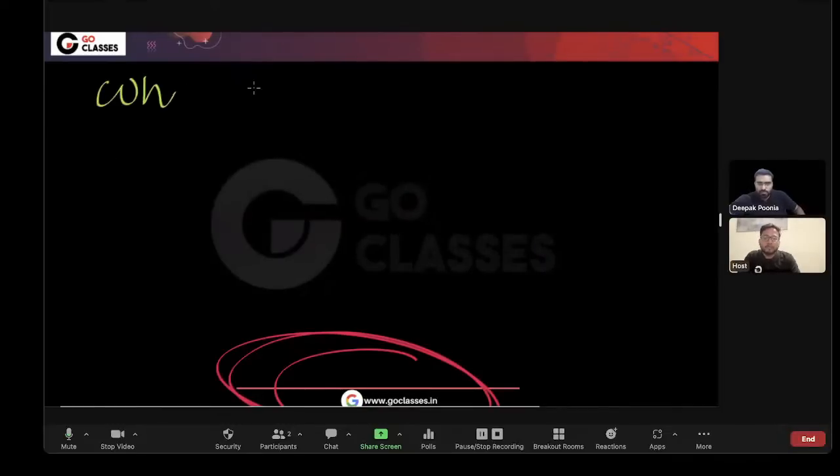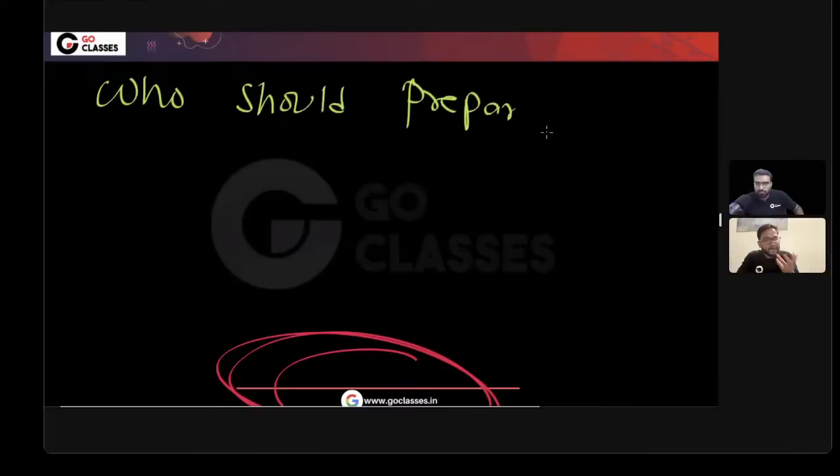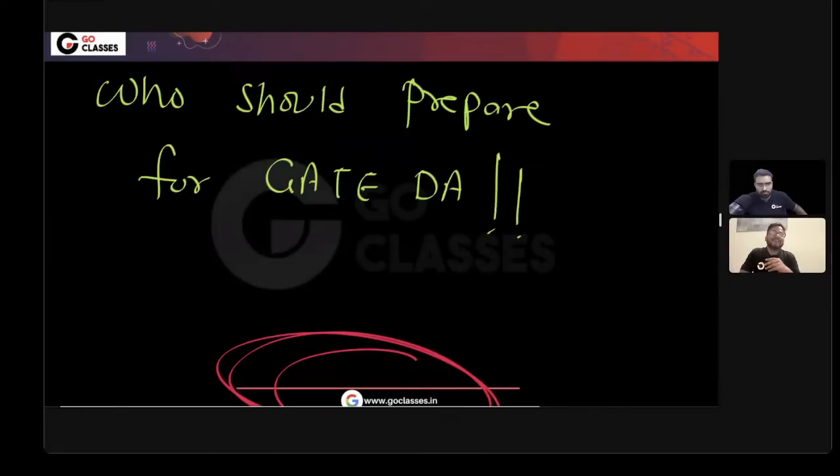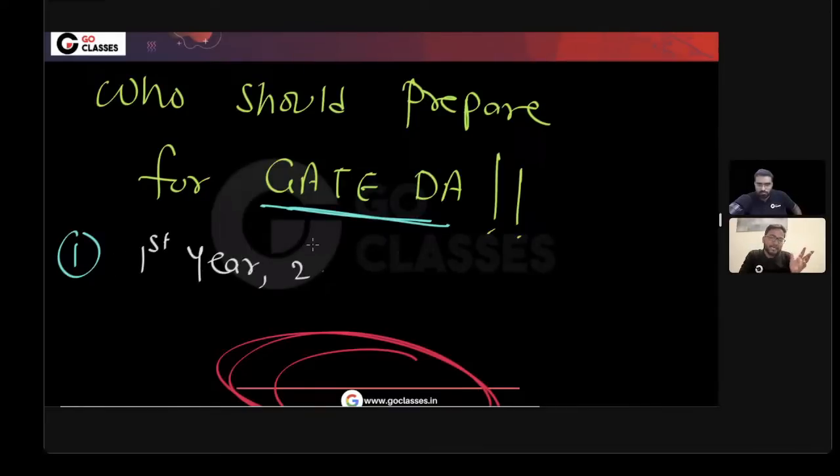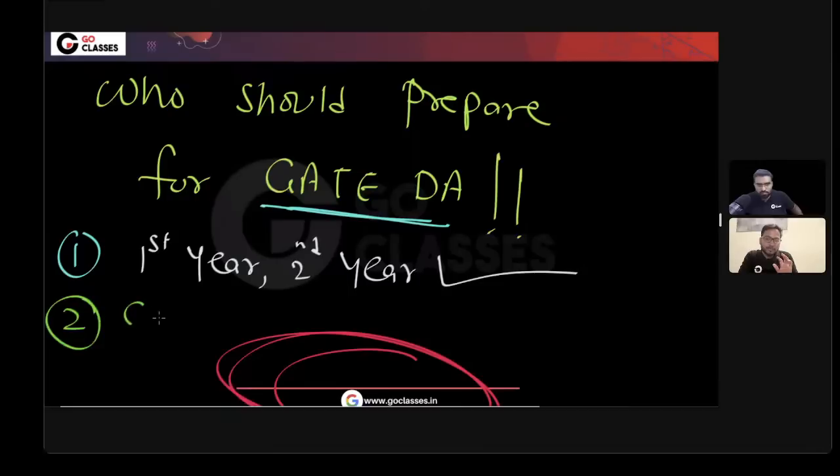Basically, the people who are currently in the first year or second year, or who have not decided yet to prepare for the GATE and are still deciding whether they want to prepare. Second, as Deepak is saying, those who have not invested time in GATE CSE. First year and second year students can consider it, or maybe GATE 2025 aspirants can consider switching to GATE DA.